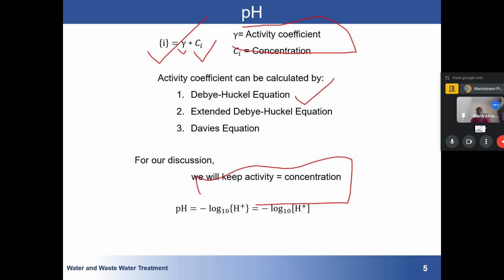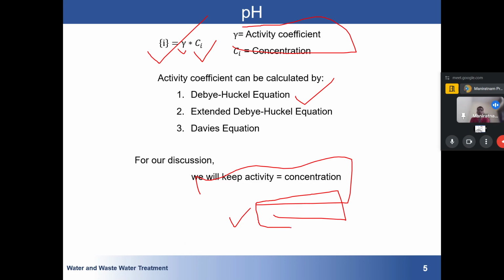Okay. The next question was how pH is defined. Many books have defined pH in very different ways, but there is one single definition of pH. pH is defined as minus the logarithm of H plus activity. Remember, H plus activity. Standard books will always write H plus activity, but for our discussion we have assumed that activity is equal to concentration. So the pH will be minus log of H plus concentration.